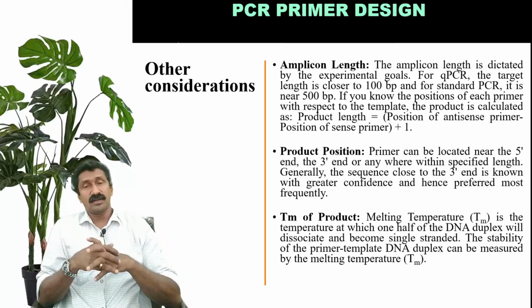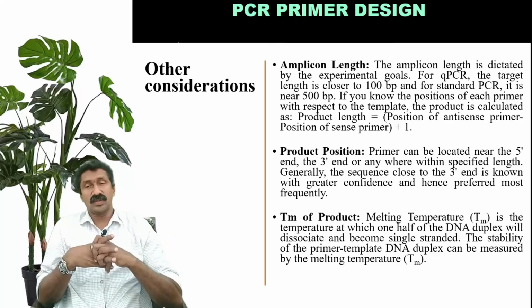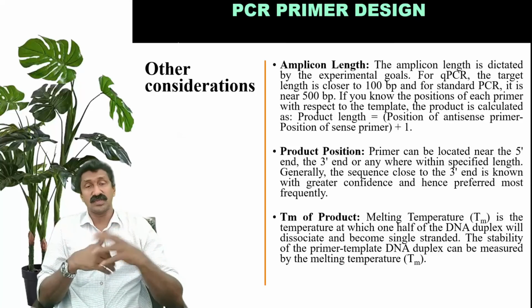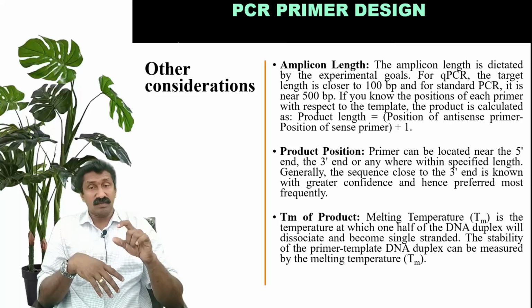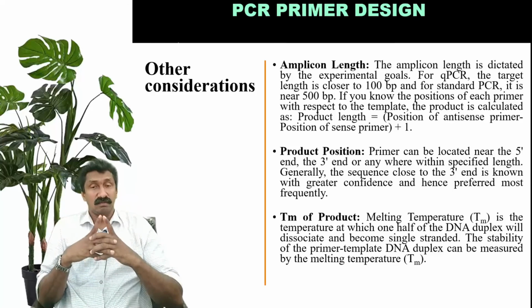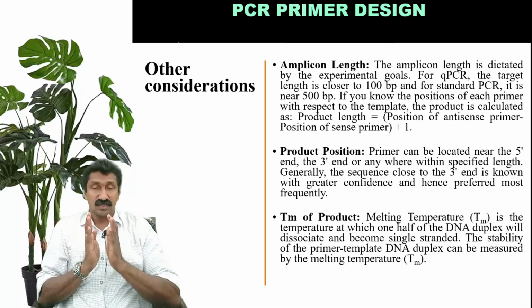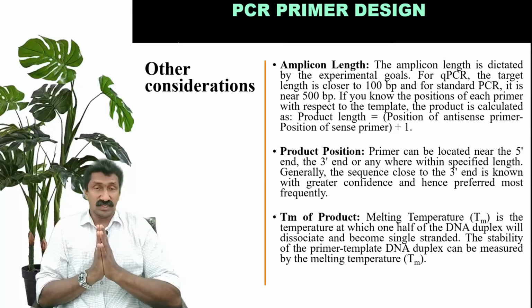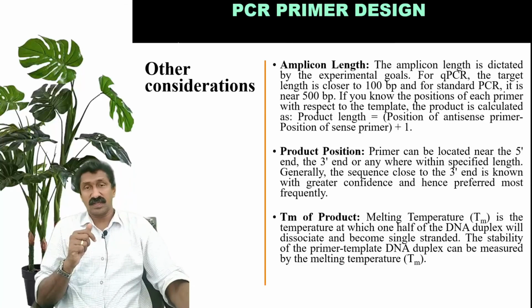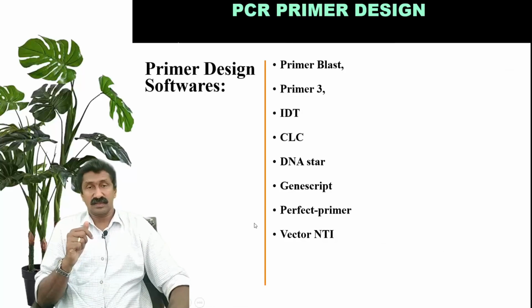Then the Tm of the product is also important. Melting temperature, Tm, is the temperature at which one half of the DNA duplex will dissociate and form single strands. So the stability of the primer-template DNA duplex can be measured by the melting temperature, the Tm value of the primer. So these are various considerations while designing a primer.